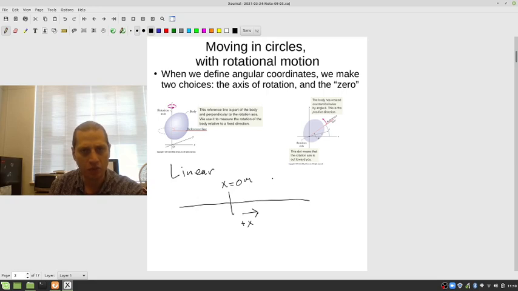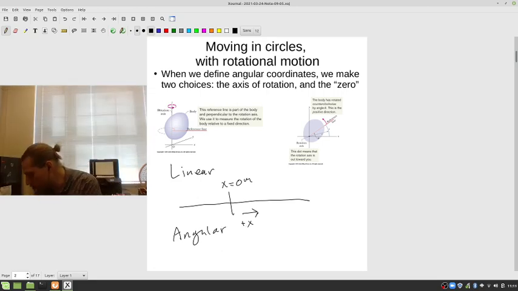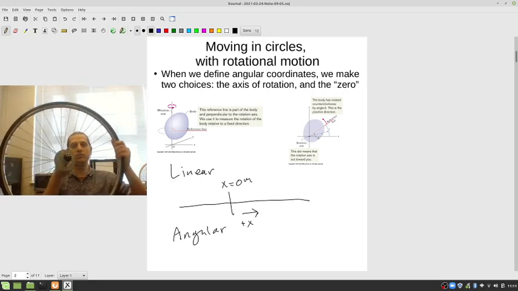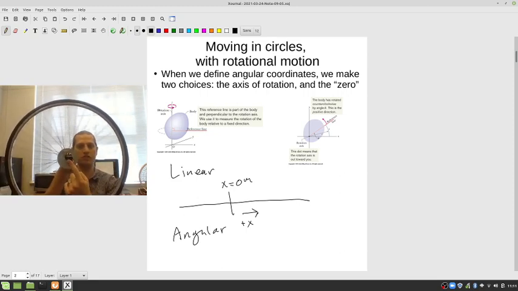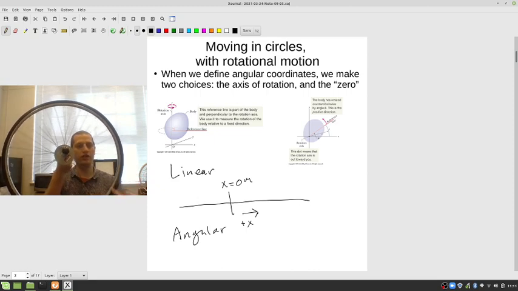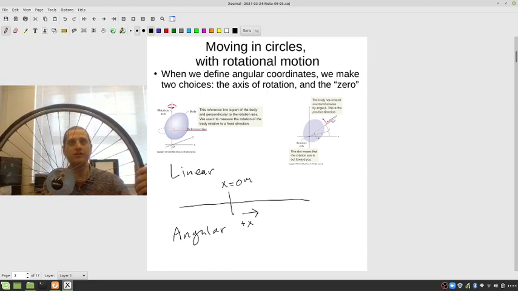In this case, we're going to be spinning around, and what we are going to do is define a rotation axis, which we don't really get to choose. Okay, that has to do with the physical situation. So this is my rotation axis. My wheel is spinning around it. Okay? The thing that we do get to choose is our reference 0.